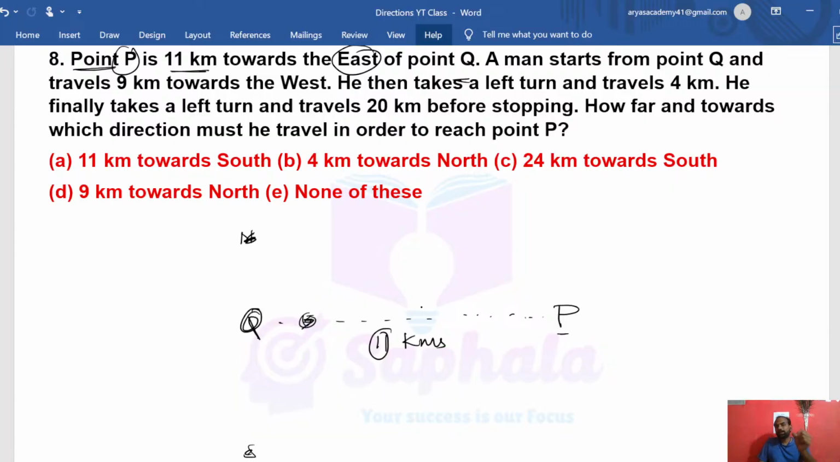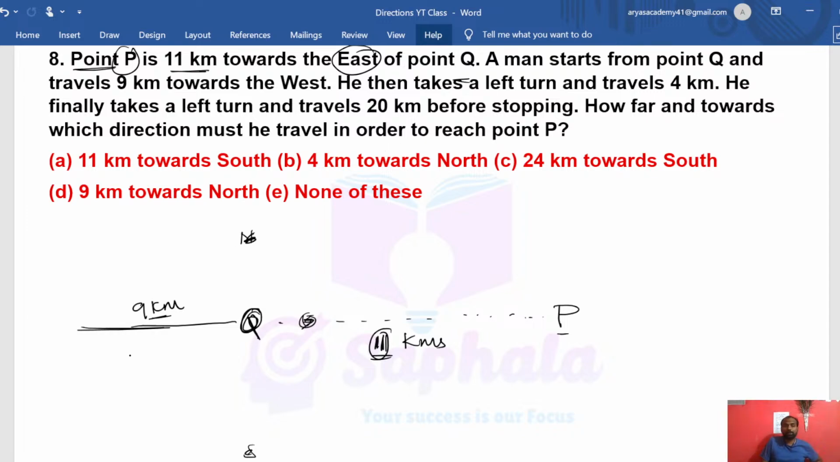Now, a man starts from point Q and travels 9 kilometers west. So from Q, if it is west, then he has to go in the opposite direction of P. And he has gone for 9 kilometers. This is 9 and this is 11. So, 9 kilometers towards west.